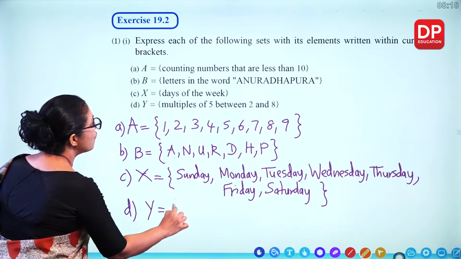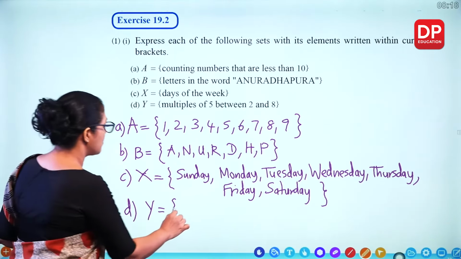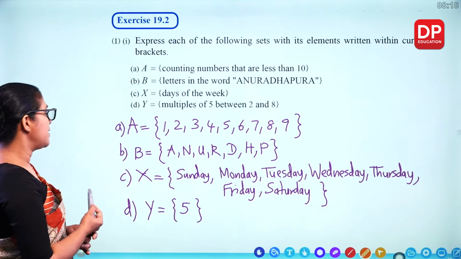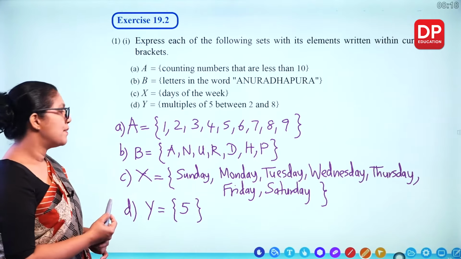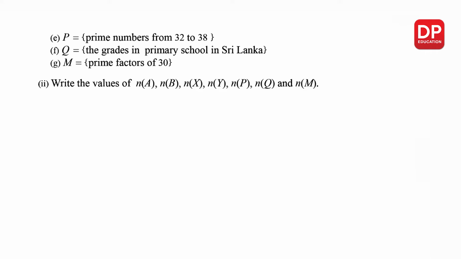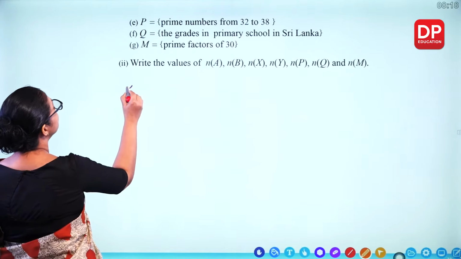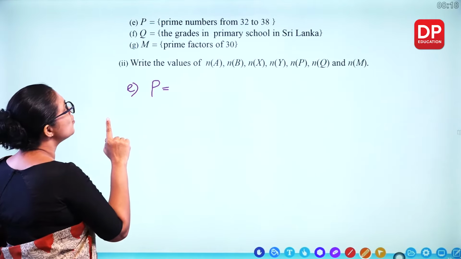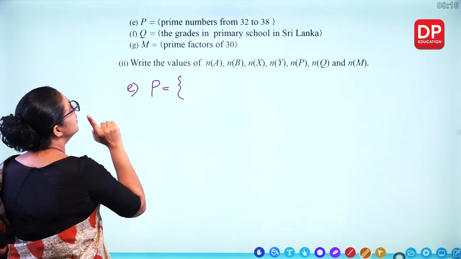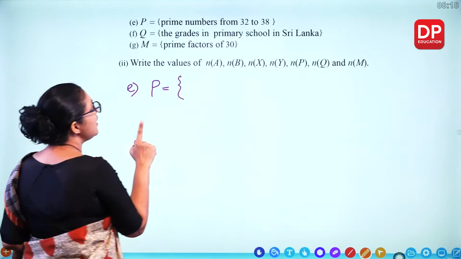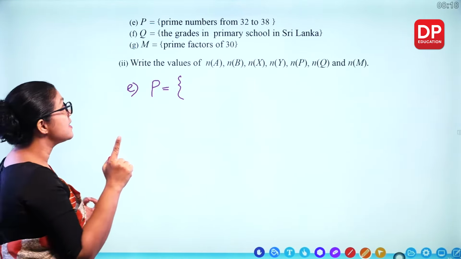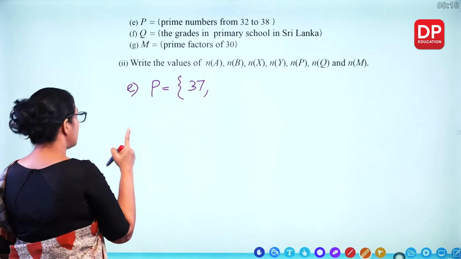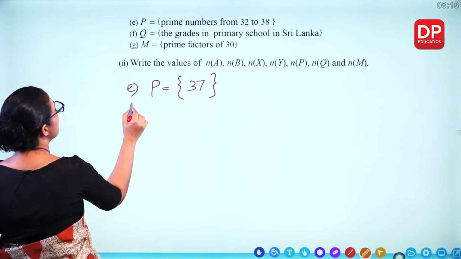Multiples of 5 between 2 and 8. So 5 times 1 is 5, 5 times 2 is 10. So you can't write 10 there. So only one element is there. P is prime numbers from 32 to 38: 33, 34, 35, 36, 37 is a prime number. 38, you can't, so only one element is there.